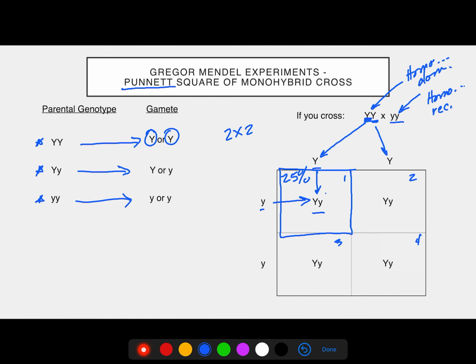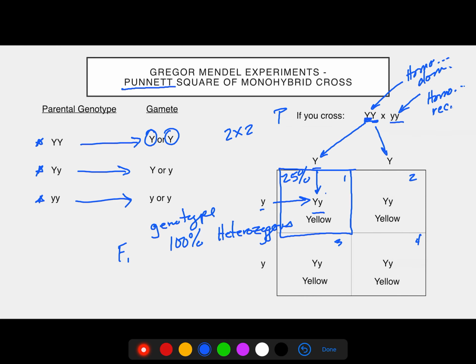And it turns out that obviously if you go and look at the other genotypes in the other boxes, they're the same. So what we would say at this point is that all 100% of your offspring in the F1 generation, if this is considered your P generation, would be heterozygous. And that's your genotype. And the phenotype would be 100% of them are yellow, because they would all turn out to be yellow.